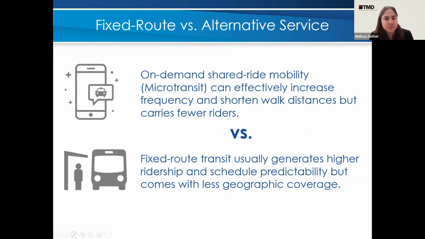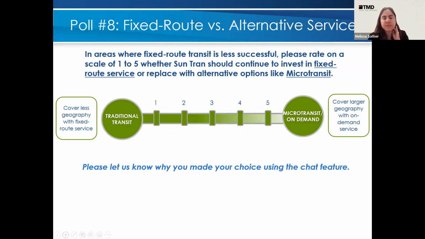Whereas if you have a fixed route service with a route on a set alignment, set stops, set times, you can usually get higher ridership and there's schedule predictability, but it isn't able to cover as much territory because it has to follow a fixed line. So on the next slide, the poll question, we're asking specifically about areas where fixed route is less successful, in either lower density areas or areas where there's not a lot of ridership. Do you think that SunTran should continue to invest in fixed route service in these areas or replace with alternative options like microtransit or dial-a-ride or a more on-demand type service?